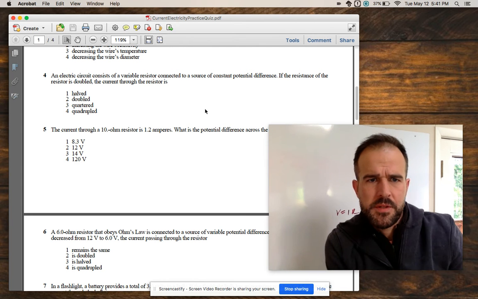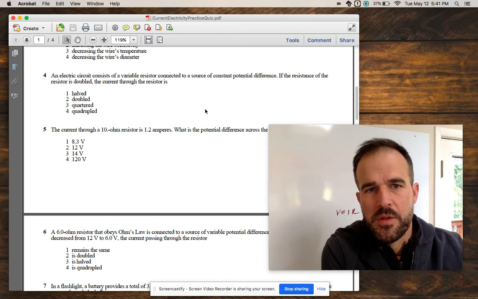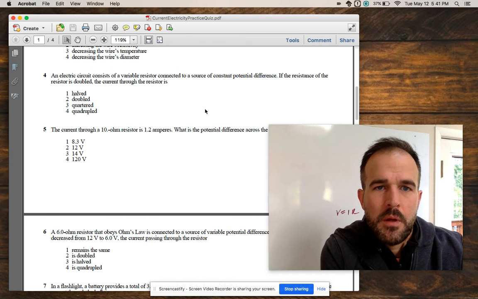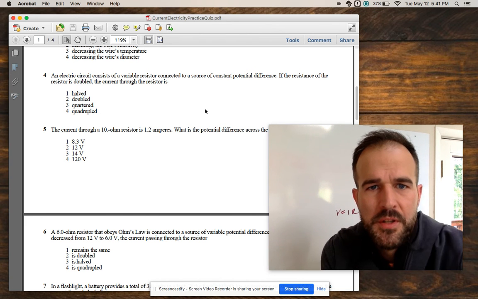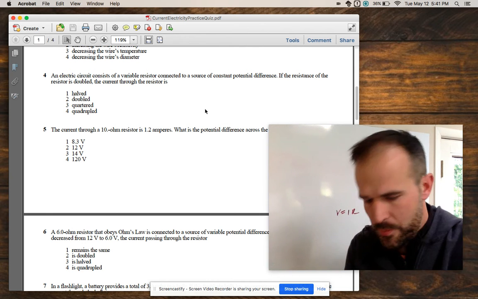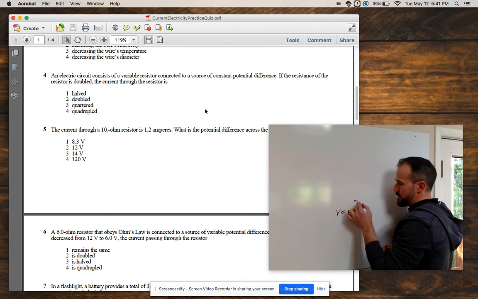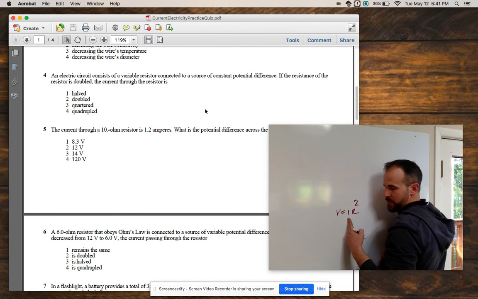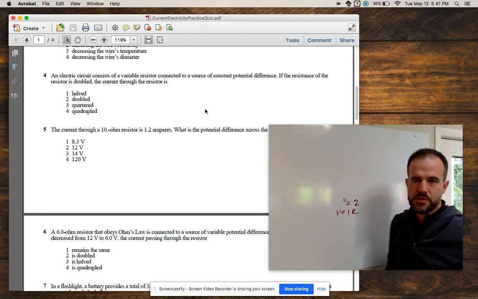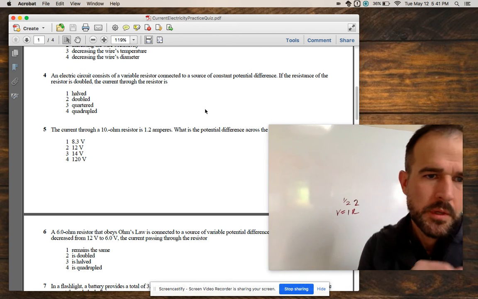Number 4, an electric circuit consists of a variable resistor, so something that you can adjust the resistance. This might be something like a dimmer switch or an electric throttle of some sort. Anyway, potentiometer. Connected to a source of constant potential difference. If the resistance is doubled, what happens to the current? So V equals IR. So if resistance is doubled, so if this got twice as big, what would have to happen to this for this not to change? Well, that would have to be half what it was. Those are inverses to each other. So we're looking for half to answer number 1.